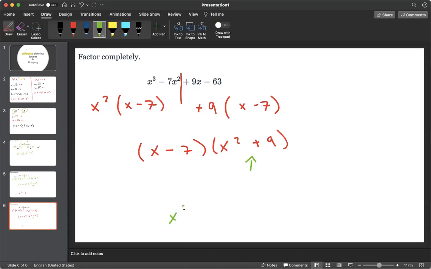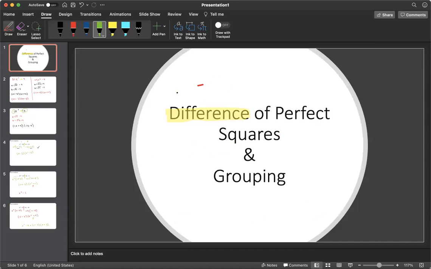If we had x squared minus 9, that is equal to x minus 3 and x plus 3. So remember, for the difference of perfect squares, we do have that minus sign.